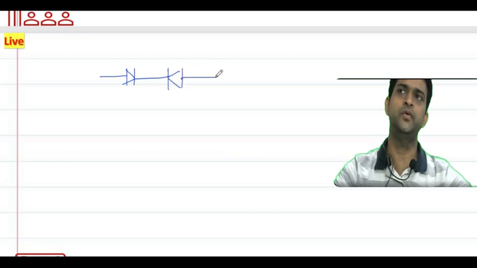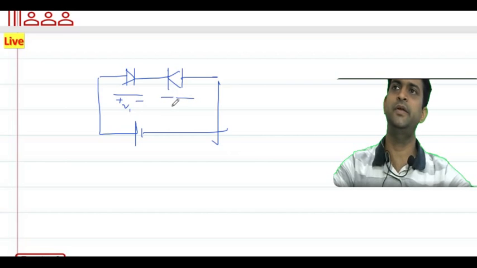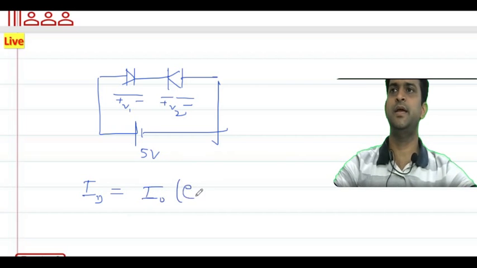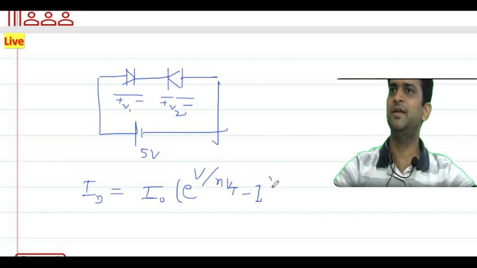I will make the circuit again for our reference here. In this circuit, the two diodes D1 and D2 are connected in series, and V1 and V2 are taken from left to right. The plus minus symbol is given like this, and for the battery also the large side is plus and the small side is minus. The diode current is given as ID equal to I naught e to the power V upon eta Vt, minus 1.